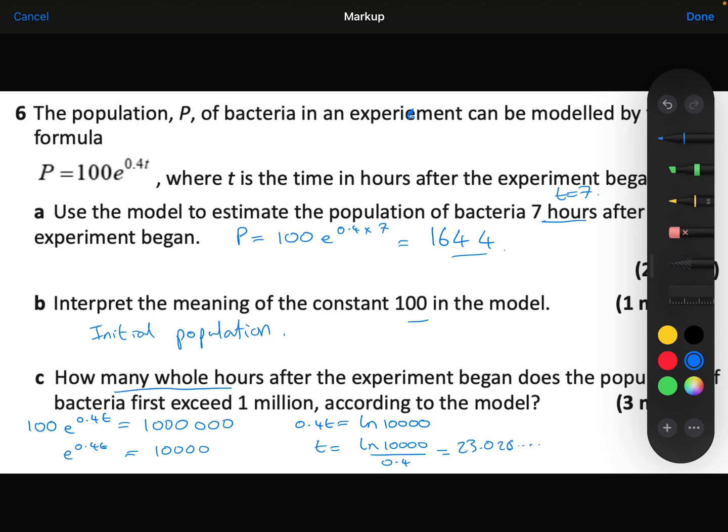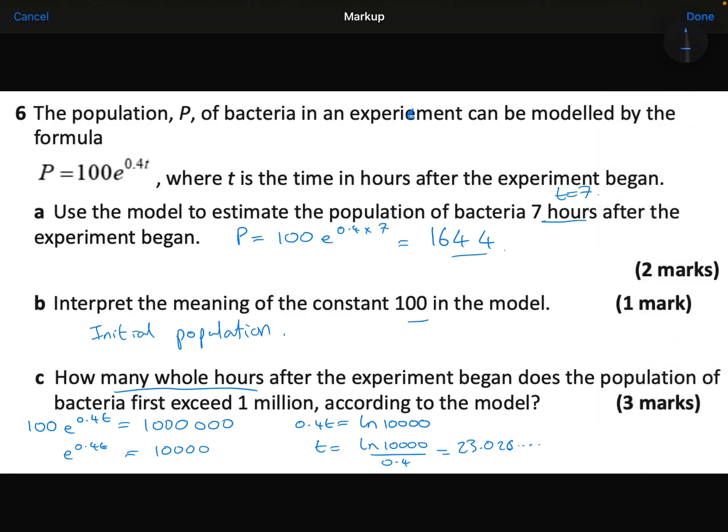I need to say how many whole hours after the experiment began. Well, in terms of whole hours, I can see that 23 hours is not enough. 23 hours is just under 1 million. So it's going to have to be after 24 hours that the population would be above 1 million. At 23 hours, it's just below. 23.026 and so on is equal to 1 million. So the whole hours where it exceeds 1 million would be 24.